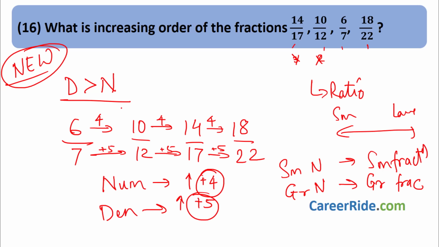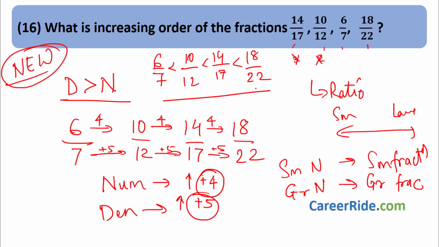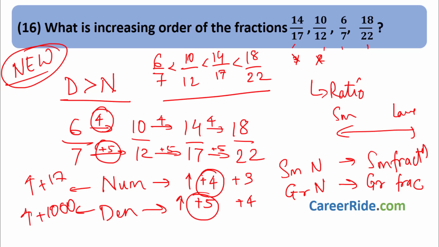So here the smallest numerator is 6 by 7. The greatest numerator is 18 by 22. Between 14 and 10, 10 is smaller than 14, so 10 by 12 and then 14 by 17. So this is the increasing order of the fractions. Please remember, it is not compulsory that if the numerator is increasing by, say, plus 3, the denominator has to increase by only 1 or by plus 4. The numerator might increase by plus 17 and the denominator might increase by plus 1000 also. There is no issue at all. Any number is fine over here. It might also be plus 4 and plus 4. It just has to be some fixed value from one fraction to the other.